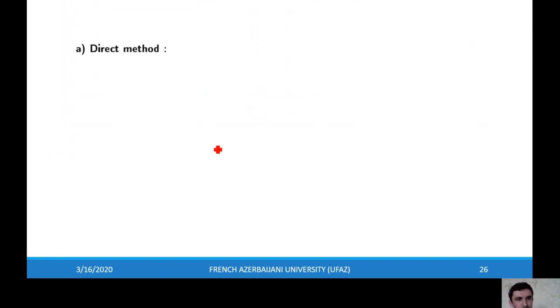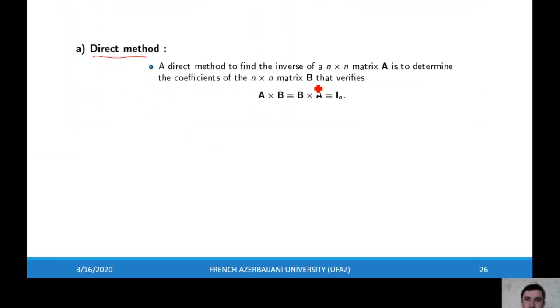Direct method. In this method, we define the coefficients of B such that A times B is equal to B times A is the identity matrix.